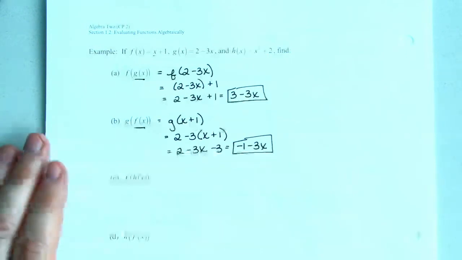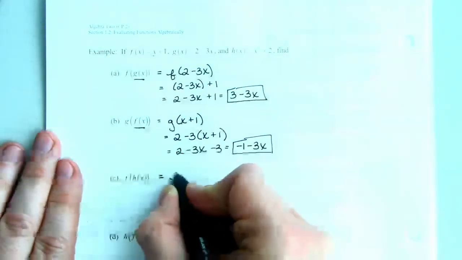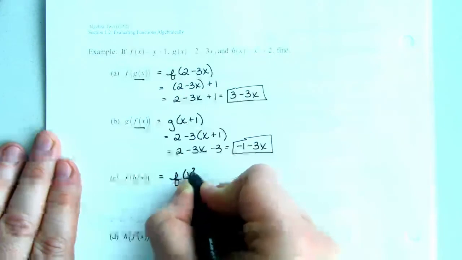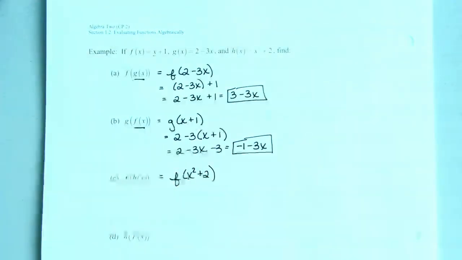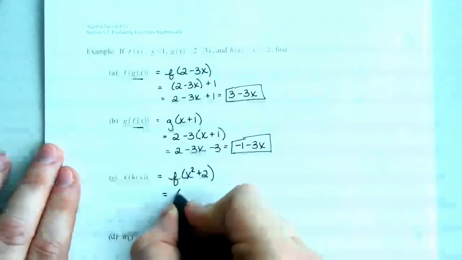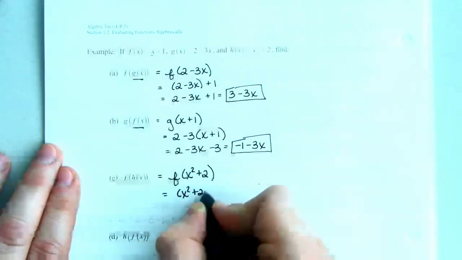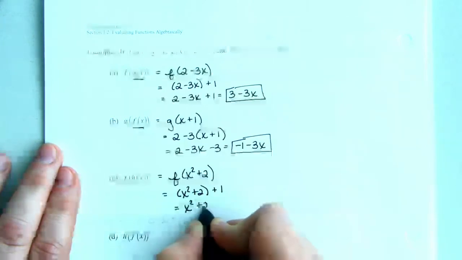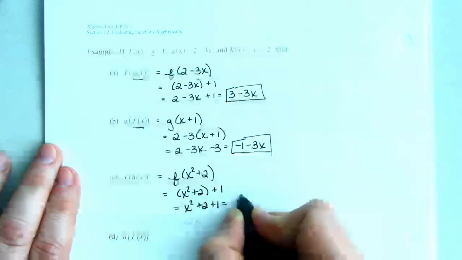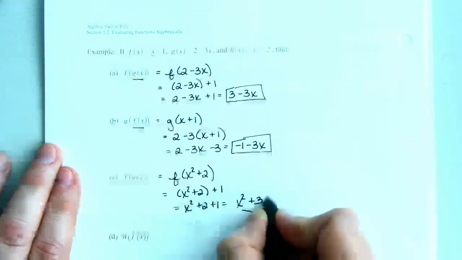In letter C, f of h of x. This is f of x squared plus 2. See if you can go from there. What are you going to get for letter C? Okay, x squared plus 2 plus 1 is going to give me x squared plus 2 plus 1. There was no need for parentheses because nothing to distribute. We should get x squared plus 3.